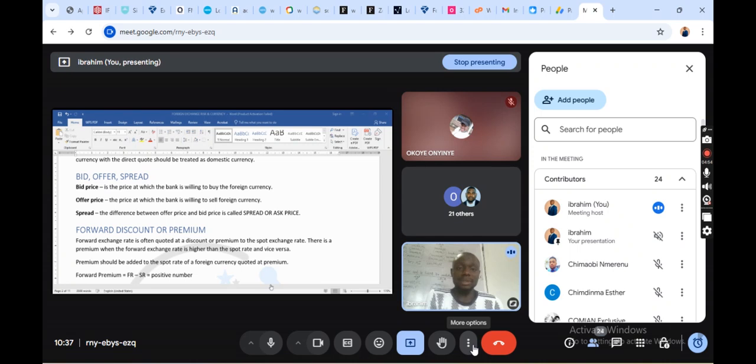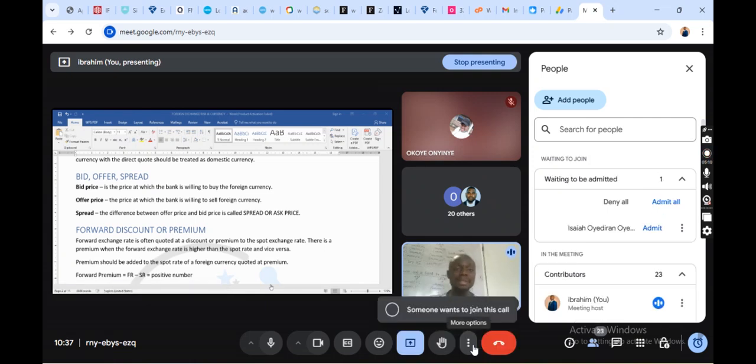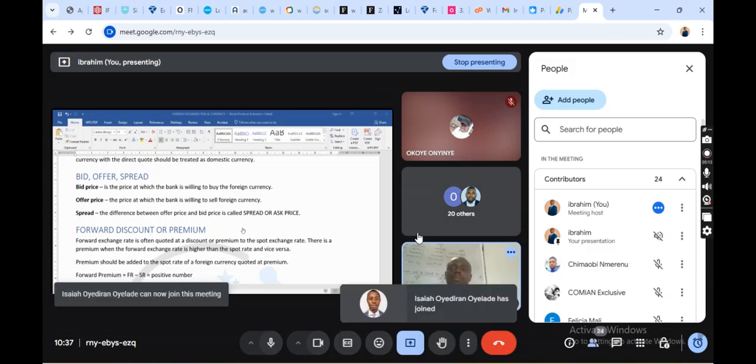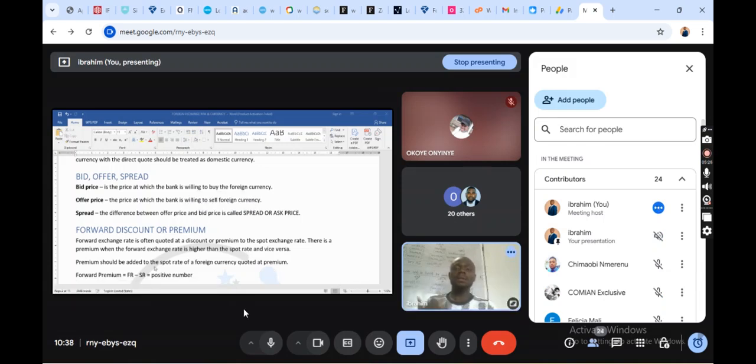Don't forget, even if the spot rate as at today in the parallel market is 1,650 thereabout, the bank will not buy at 1,650 from you. You should just know that. We all know this, right? They may buy at 1,400, and even if you go to all these bureau de change as well, they can't buy it at 1,650. Is that not so? So that is bid price. Then the offer price, the price at which the bank is willing to sell the foreign currency. Now, guess what?